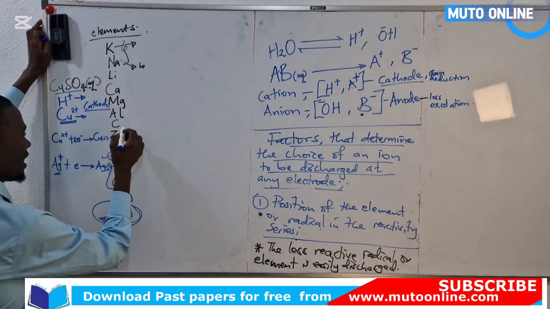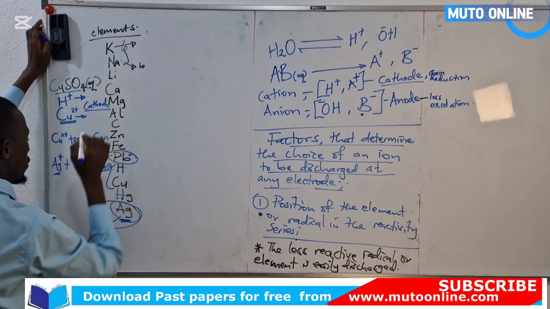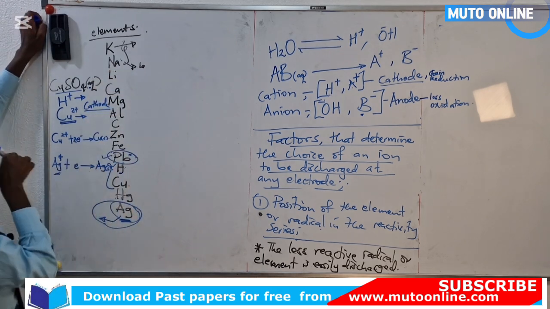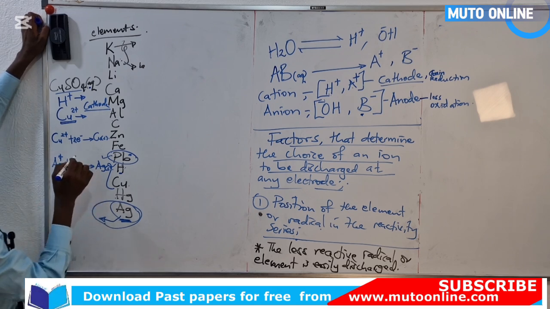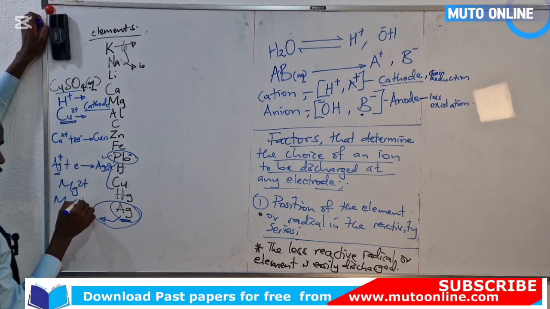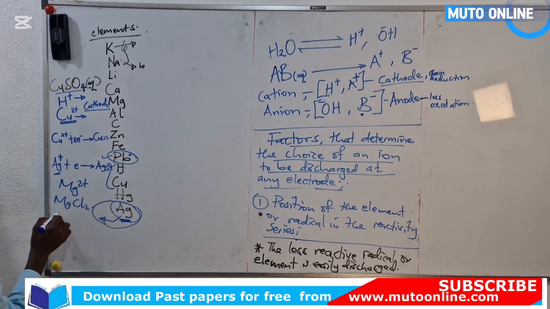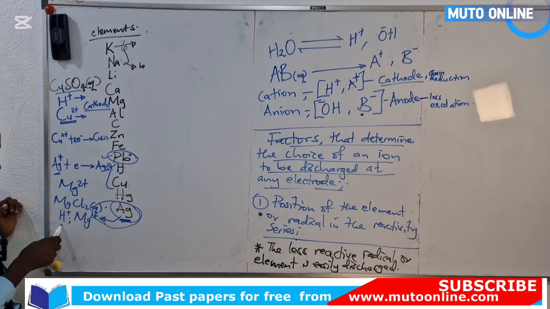Let us assume an electrolyte comprises magnesium and hydrogen. So we have magnesium ions, and let's assume the electrolyte was magnesium chloride. So the cations we have, this is magnesium chloride solution. So we have hydrogen from water and the magnesium ions from the magnesium chloride. It means that the hydrogen will be discharged in preference to the magnesium ions.